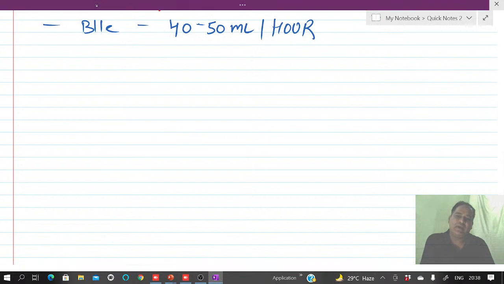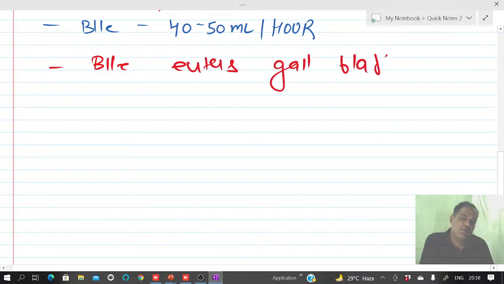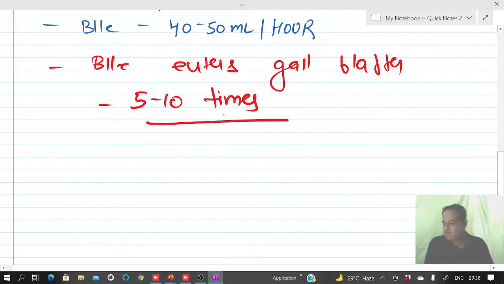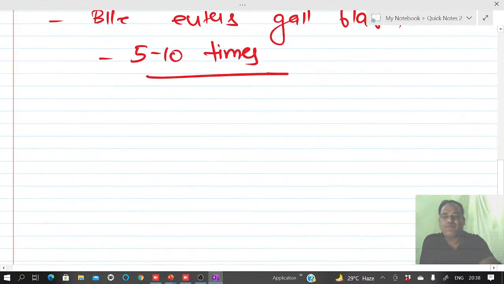Bile is secreted at the rate of 40 to 50 ml per hour. Now, because the sphincter of Oddi is closed, the bile enters the gallbladder. Here, it is concentrated by 5 to 10 times.